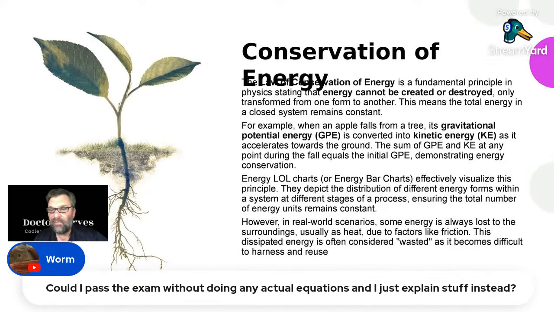Could I pass the exam without any actual equations and just explain stuff instead? Okay, so they've slightly changed the marking schemes now in physics. The E questions tend to be the explain part. But the problem is that in physics, we tend to mark a little bit harder than the other sciences. We have top-down marking, which means that if you don't get the earlier points, you don't get the excellence points.